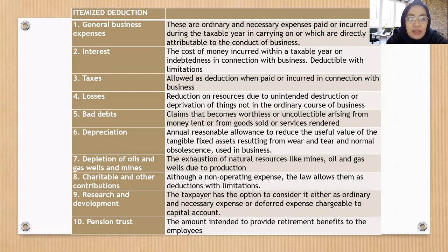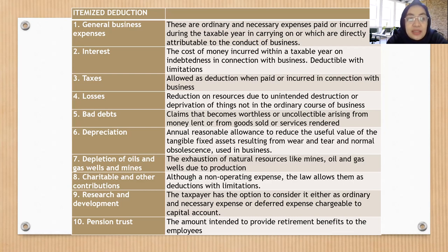another itemized deduction is interest. So interest expenses for money incurred in connection with indebtedness that is used in the business. These are deductible with limitations. Actually, class, as to the amount of limitations or certain rates with respect to net income, I will not include that in the discussion. As I said, we are not concerned with the computation aspect.